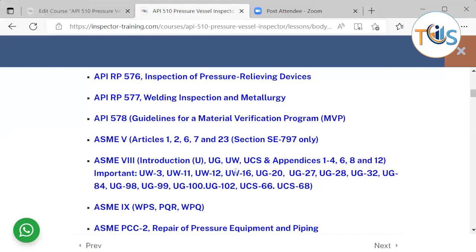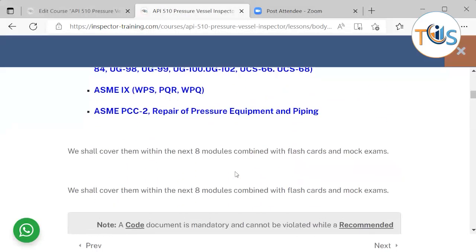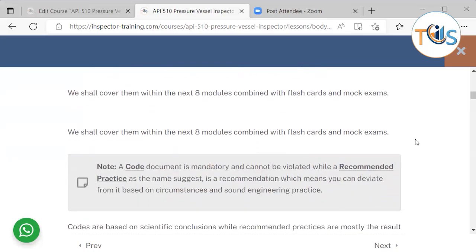I remember that most of the API, although it supersedes ASME section 8 during the operation and maintenance, is actually taken from ASME section 8 and frequently refers to that. And the last one is ASME PCC2, which is the guideline for repair of pressure equipment and piping. So within the next 8 modules, we shall cover all these, complete with flashcard, practice questions, quizzes, and highlight portions of the actual documents.